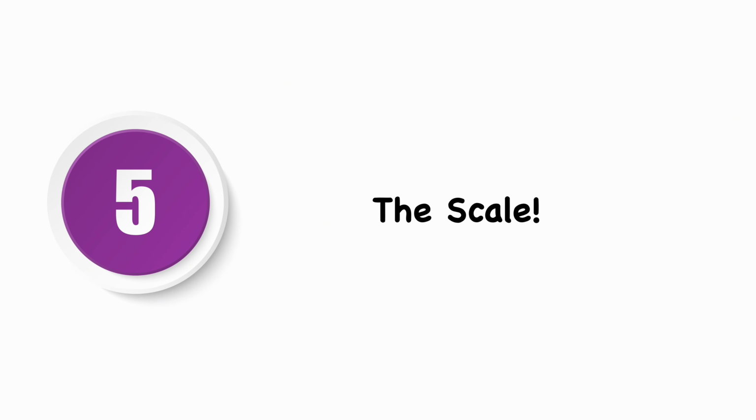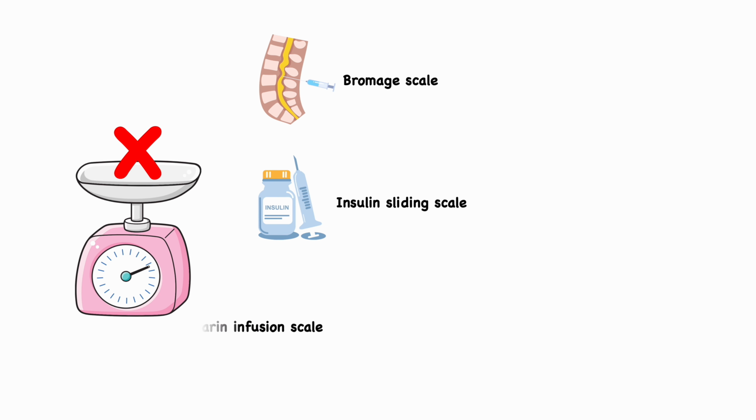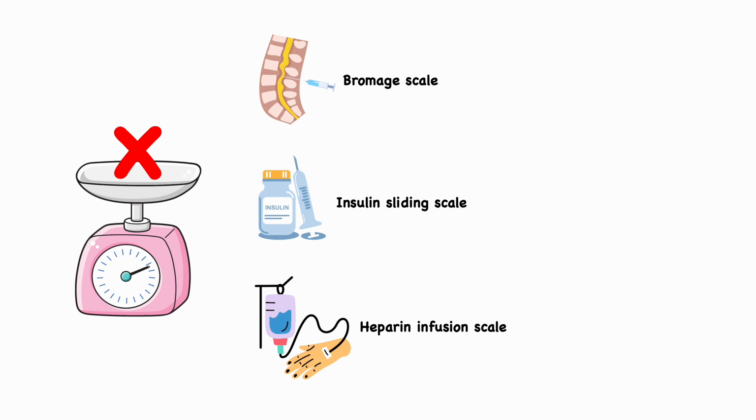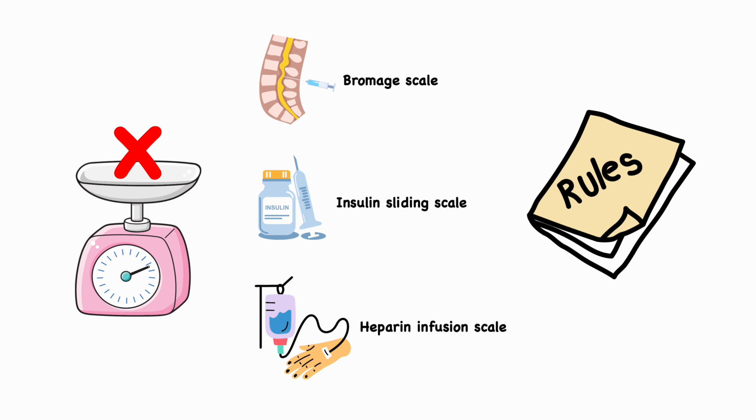Tip number 5, the scale. Not this scale. When a scale is provided in a scenario, always follow the specific instructions written on that scale. Examples of common scales in nursing: Bromage scale, insulin sliding scale, heparin infusion scale, and many more. The key to answering these questions correctly is to check the patient's current condition, match it to the scale, and follow the corresponding intervention precisely.